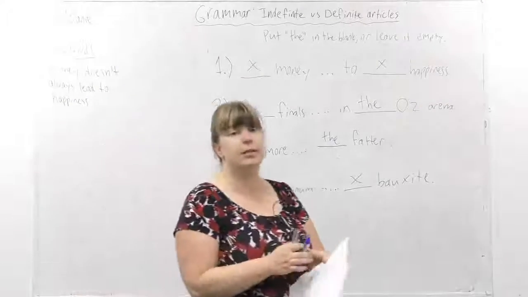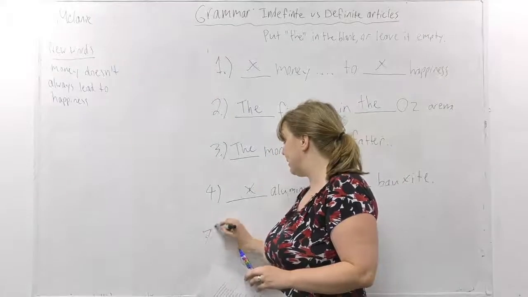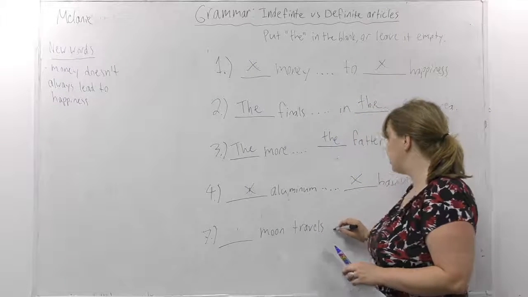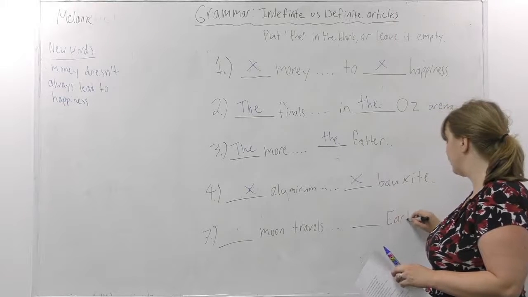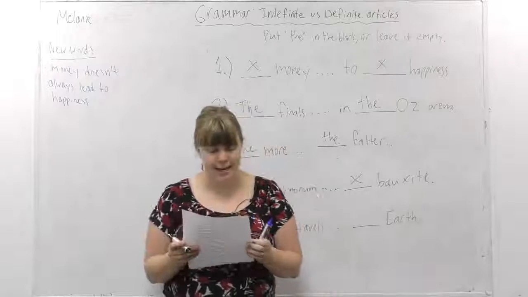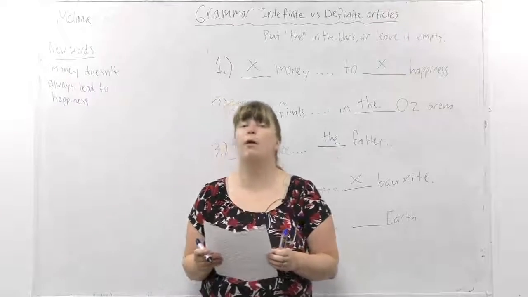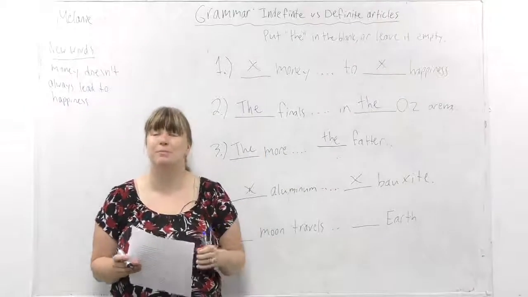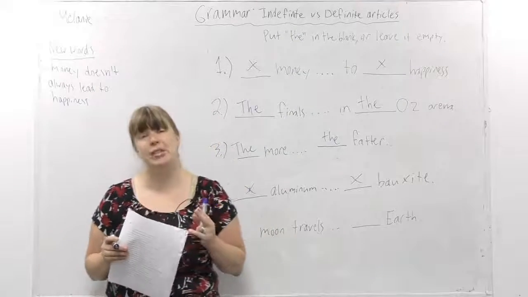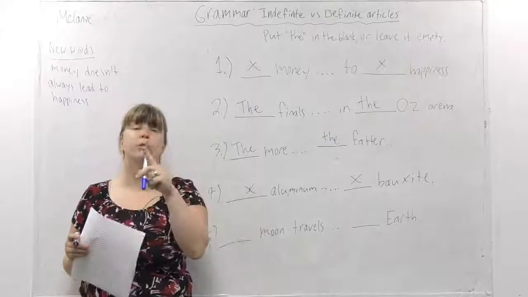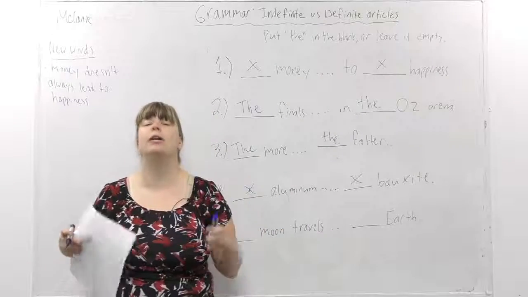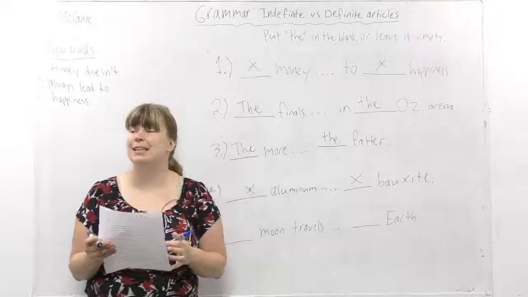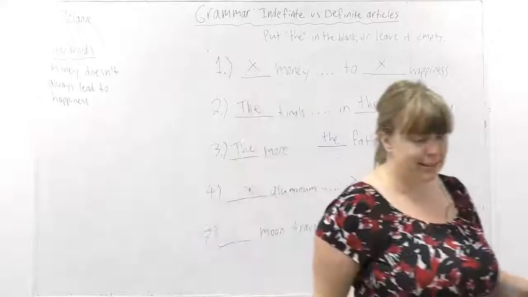Let's do number seven. Let's skip ahead to number seven. Number seven. Blank moon travels around blank Earth. All right. So are we going to say moon travels around Earth or the moon travels around the Earth? What do you think? Are we going to put an article or no article? So here's a hint. There is only one moon and one Earth. These are unique nouns. So do they need an article or no article? Tell me the answer if you can while I get some more water.